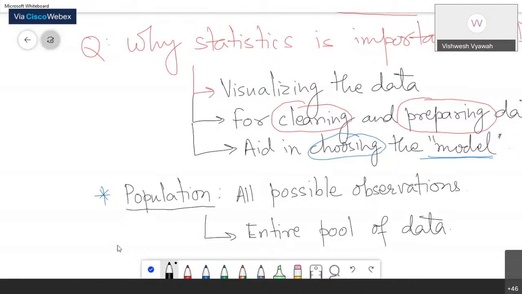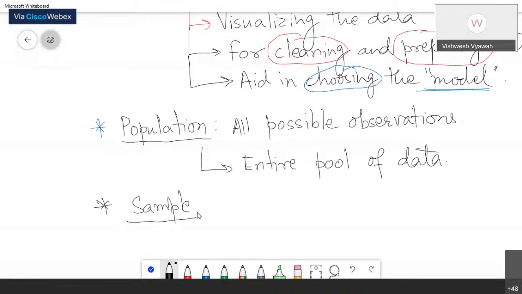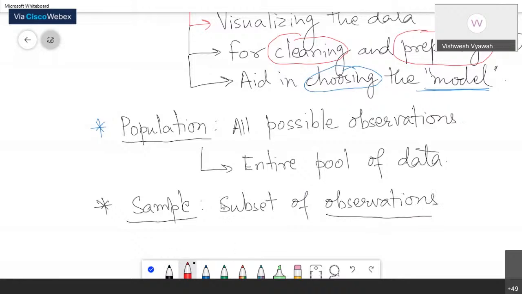Why I am giving you this example of Andheri is because I am going to come to something very important, and the next important thing is sample. What is a sample? A sample is a subset of observations. So you have these observations, and now you are talking about a subset of them. For example, if your population is the height of all the people in Andheri, maybe the sample can be the height of all the people who are present in S.P.I.T right now, or at some instant of time. That would be your sample.